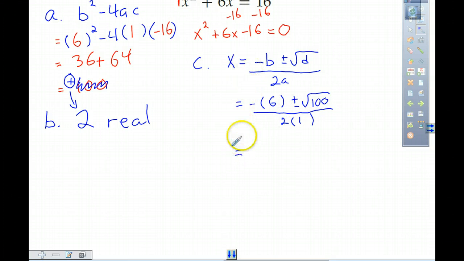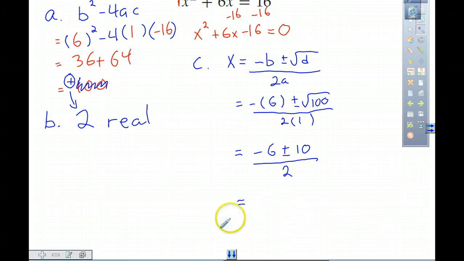It's nice because it kind of makes the problem seem a lot easier and faster. We don't have to do all that work. Or, not that we don't have to, we already did all that work. Right, so we have -6 plus or minus square root of 100 is 10. All over that one.